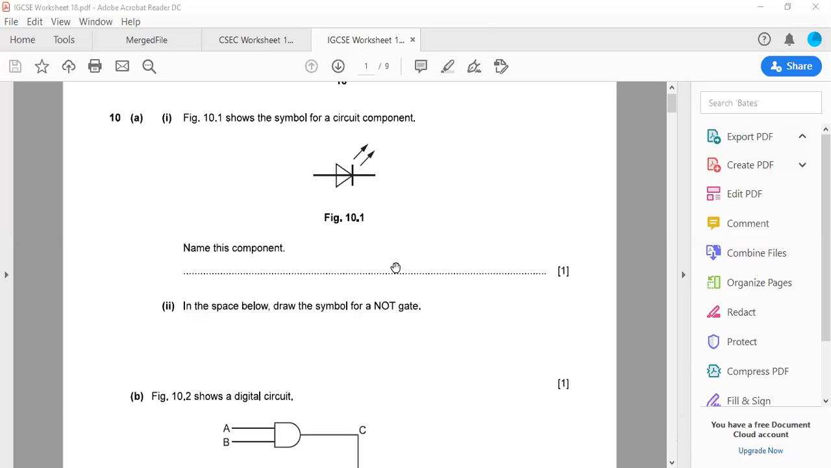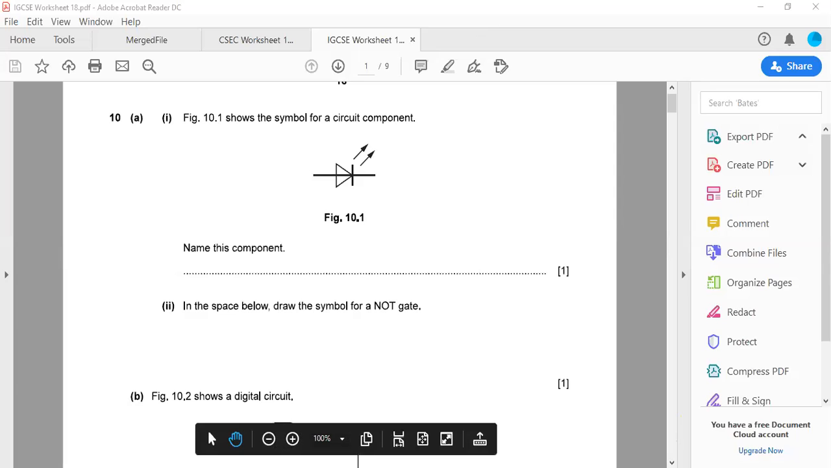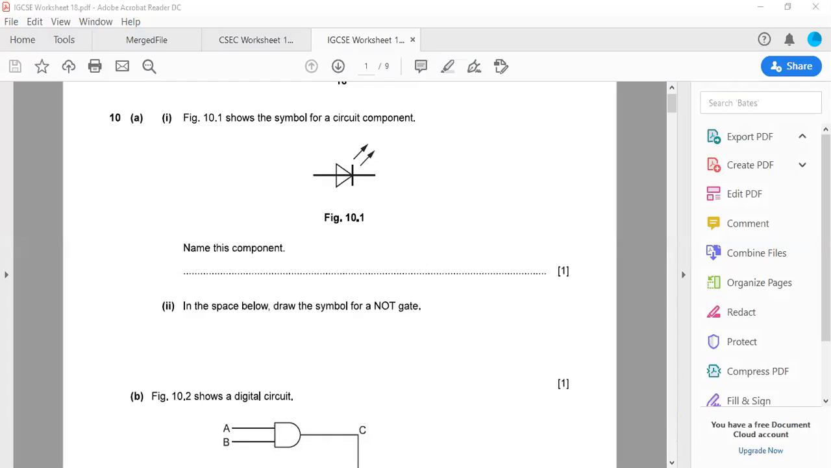So we're going to deal with the IGC students. We worked on some past papers firstly, so that we would get a hang of how to do these past papers.